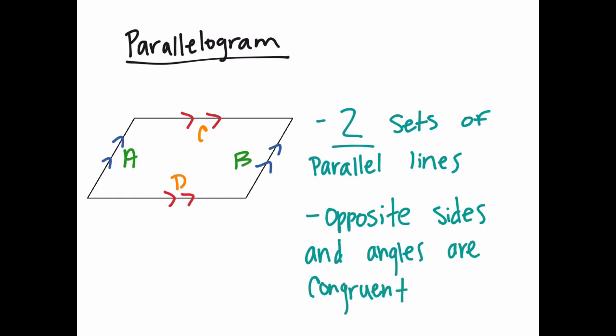So remember, when you're looking at a parallelogram, they're going to have two sets of parallel lines and their opposite sides and their opposite angles. So that would be there and there, and there and there, are going to be congruent, which means they are going to be the same. They are going to be equal, whether it's in length or in degree.